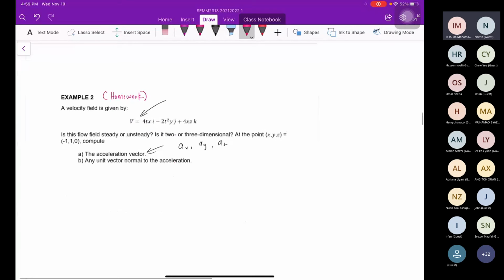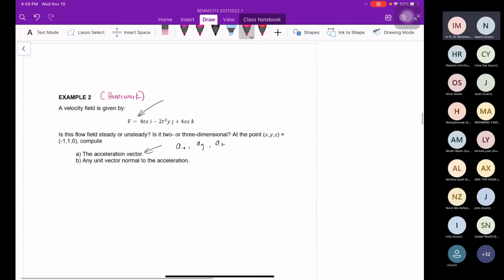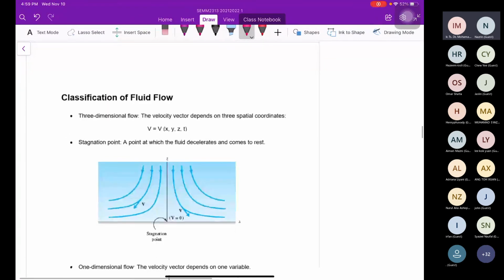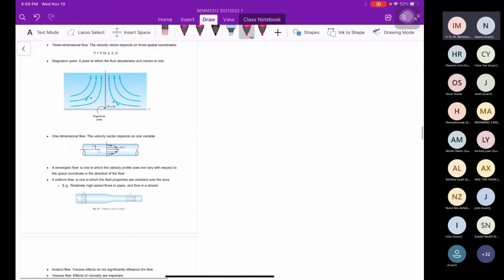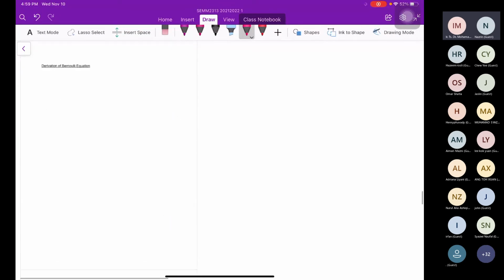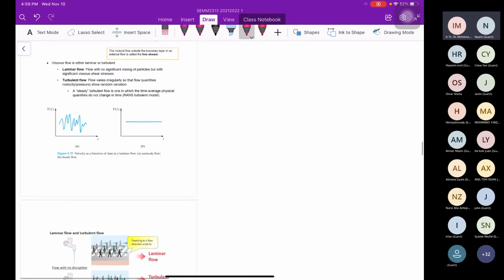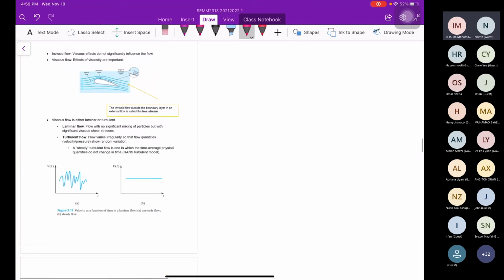For the next class, tomorrow, I'm going to continue on this one, the fluid flow and Bernoulli. Finish, only 3 slides. Any questions so far?